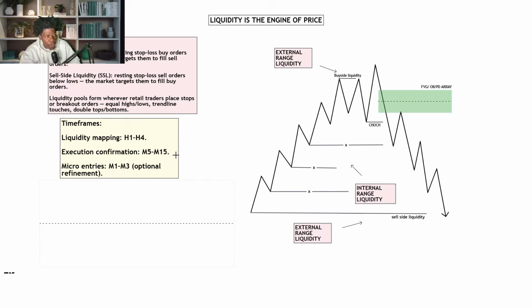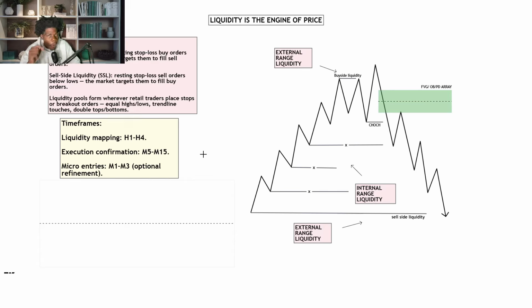And then for my micro entries, I go down on the 1 minute or the 3 minutes time frames. If the entry looks clean on the 15 minutes or the 5 minutes, take it on the 15 minutes or the 5 minutes. There's no reason to go down on the 1 minute or the 3 minutes to refine it. The 5 minute and the 15 minutes are the best execution confirmation windows. They are powerful and strong confirmation setup windows.